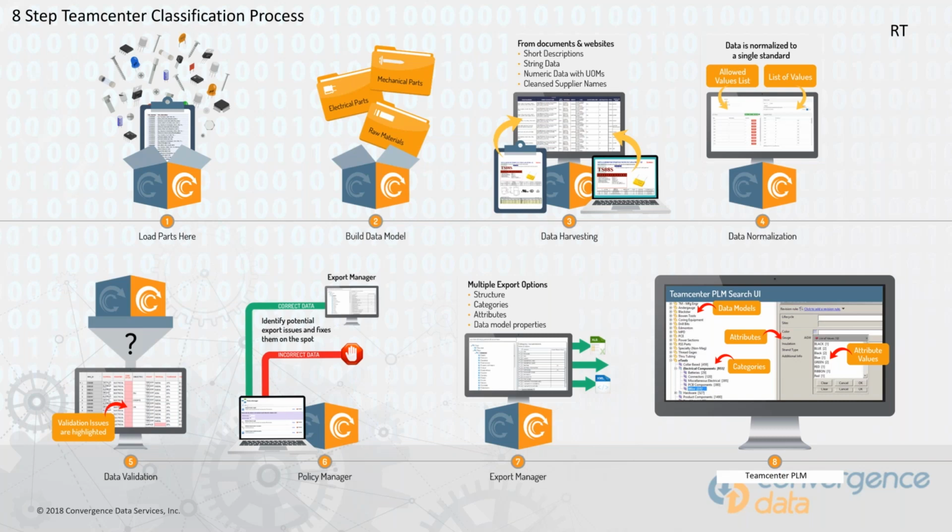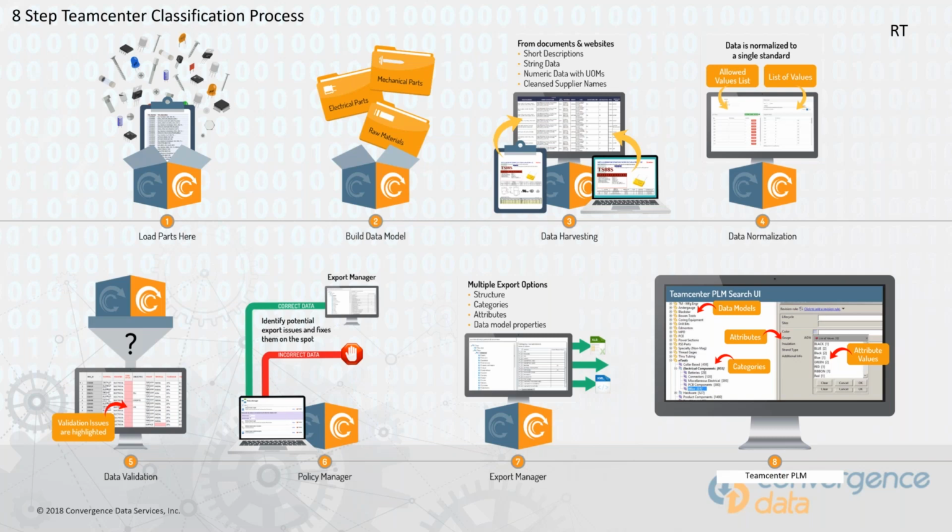Today's presentation is going to be focused on these 8 steps. We call the 8 steps Teamcenter classification process. Step number 1, we start with a parts list. So when we engage with a customer, they prioritize the parts or products that they want to classify and enrich with attribute data. We take that list and we build a classification structure in our software called DFR, which is designed for retrieval. And that classification structure can consist of categories for mechanical parts, electrical parts, raw materials.